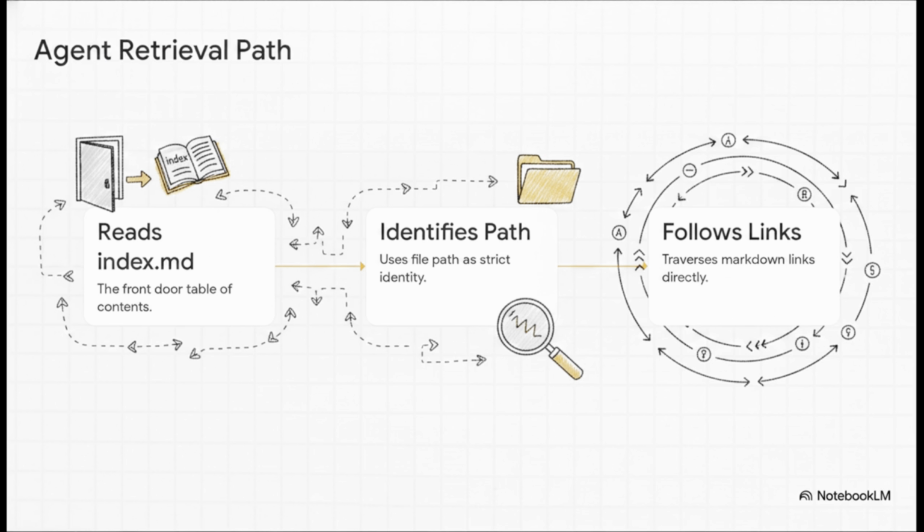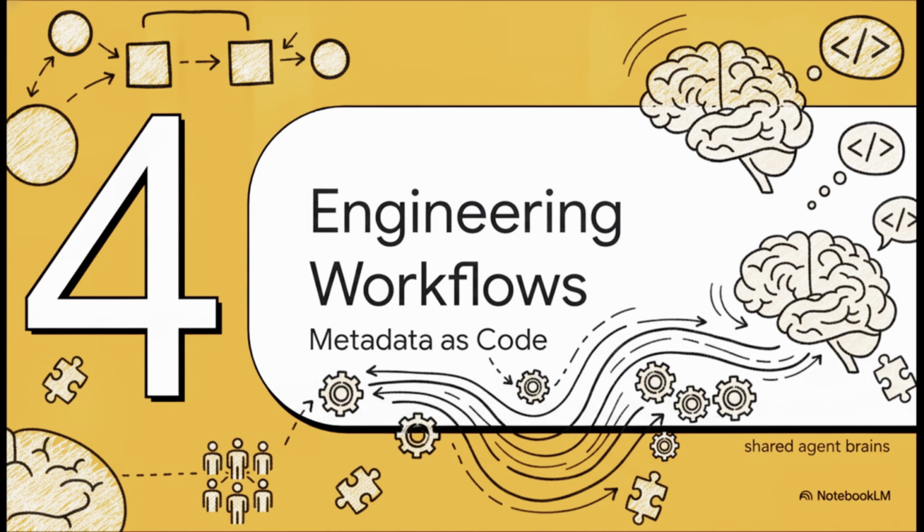If a metric links to a database table, the agent clicks the link. It navigates exactly like a human browsing a wiki, which completely eliminates those awful hallucinations we usually get from semantic search. Section 4, Engineering Workflows, Treating Metadata as Code.